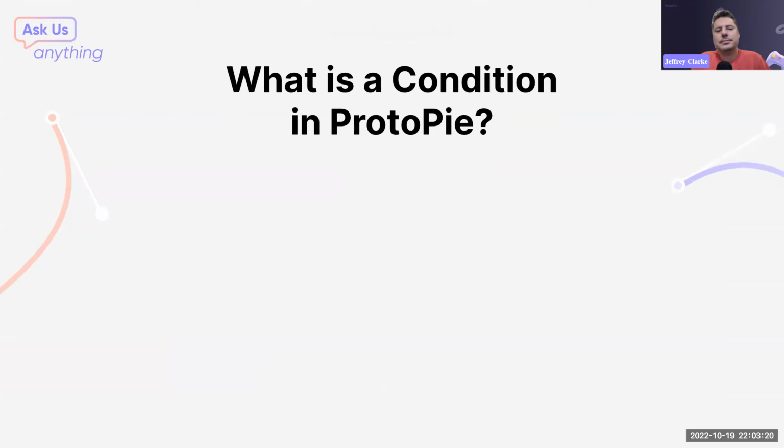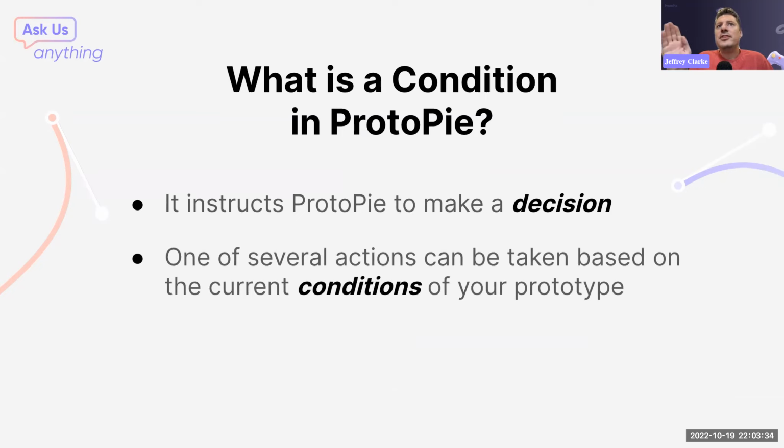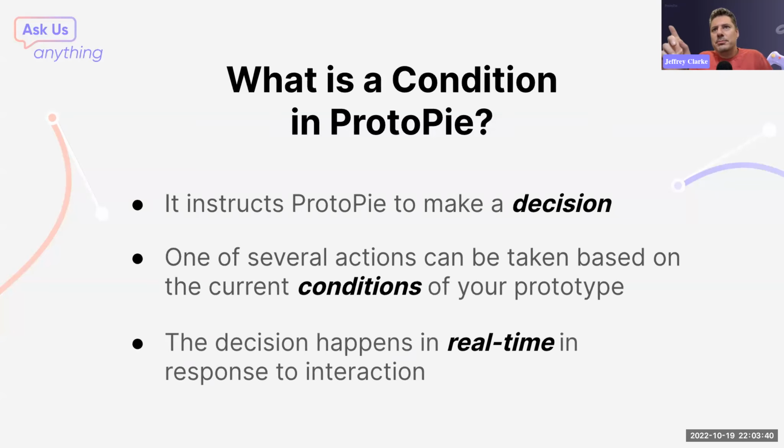What is a condition in ProtoPie? At its very core, it instructs ProtoPie to make a decision, or a better way of putting it is you use it to instruct ProtoPie to make a decision. And one of several actions can be taken based on the current conditions of your prototype, hence the name condition. And the most important part to remember is the decision happens in real time in response to interaction.